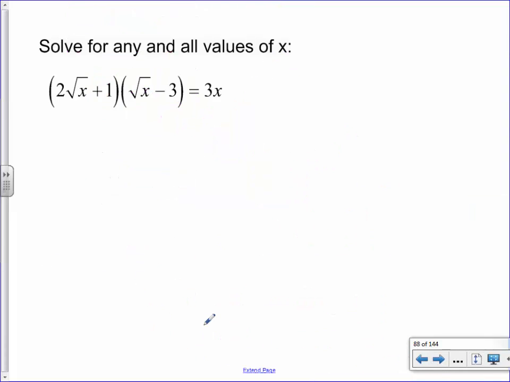Okay, next example. You might get asked something like this. Any thoughts where we could start? Foil it, yeah, that's probably our best place to start. Let's try foiling it and see what we get.